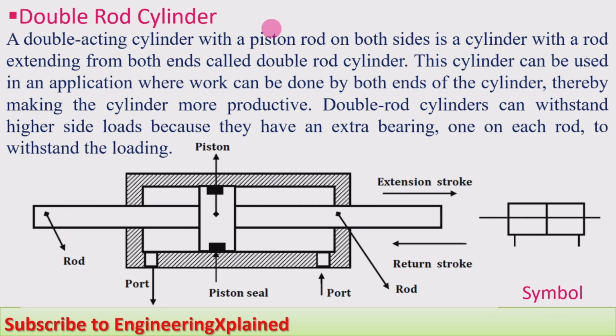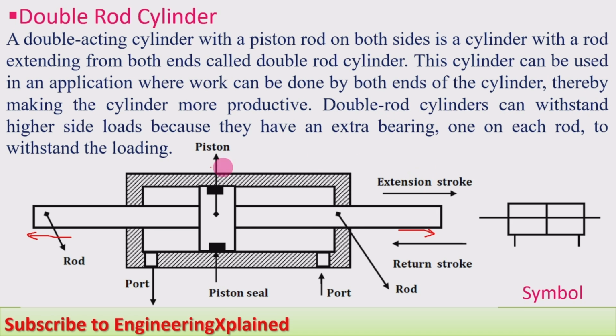First, I will take the double rod cylinder. A double acting cylinder with a piston rod on both sides, that is, a cylinder with a rod extending from both ends, is called the double rod cylinder. This cylinder can be used in an application where work can be done on both ends of the cylinder, thereby making the cylinder more productive. Work can be done from both sides, so that will increase the productivity.